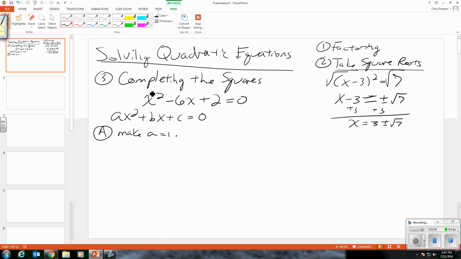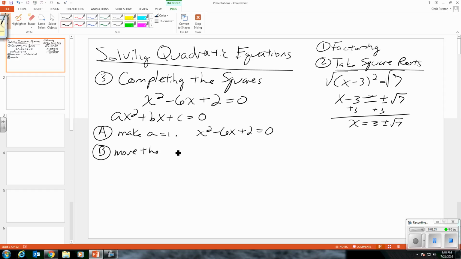Now, in this example I'm looking at, I want to make it a 1. It's already a 1. Awesome, I don't have to do anything. If it was a different number, what I would do is divide everybody by that number, and that's how I'd make it a 1. We'll do an example where I'll do that. But in this example, it's already 1.